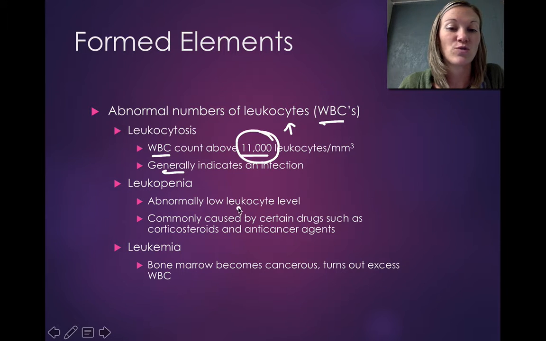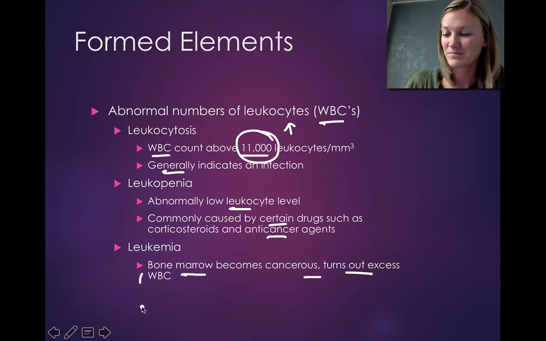Leukopenia has to do with having a low leukocyte number. This is common and it can be caused by certain drugs and anti-cancer agents that are trying to diminish your immune response. And then leukemia is basically where your bone marrow becomes cancerous, and it turns out that you end up having excess white blood cells.